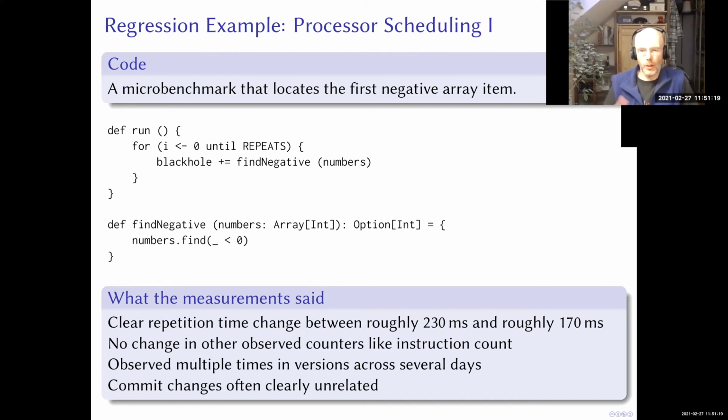So quite a big jump in performance, but that jump was only visible on walk log time. The instruction count didn't change. The cache misses didn't change. So most of the other counters didn't change. And what also attracted our attention is we saw the benchmark fluctuate between the two scores across multiple versions across several days. And some of those versions had changes that were clearly absolutely unrelated to what the benchmark does.